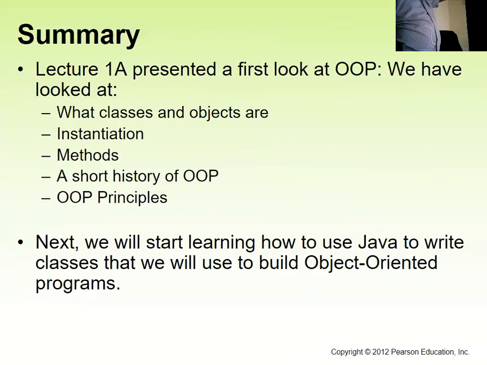All right, so we stop it there for the first hour. That was 1A, which talks about classes and objects, instantiation. We talk a little bit about methods. We talk a little bit about the history and some principles. We're going to start learning how to write in Java because that's what we're going to be predominantly using.